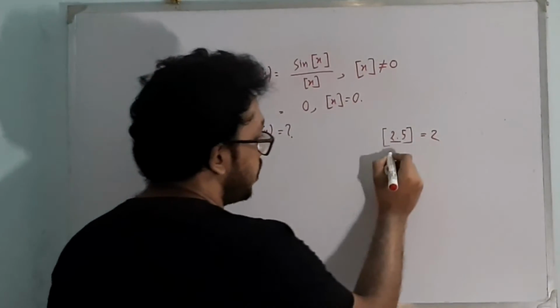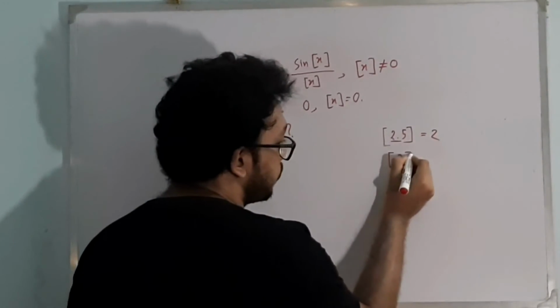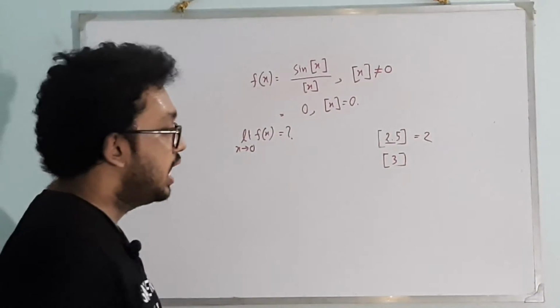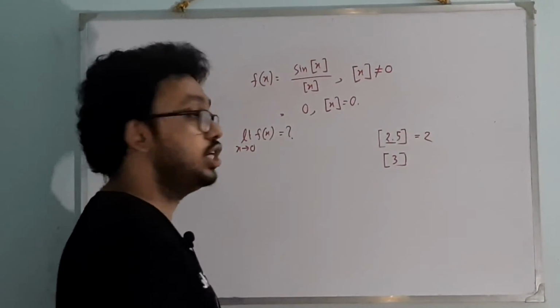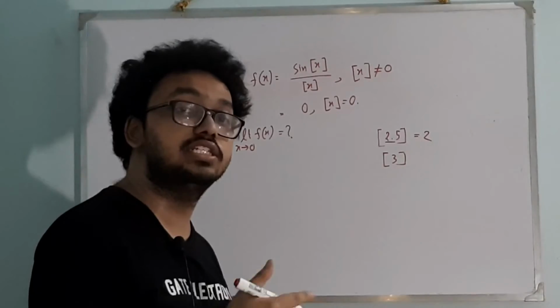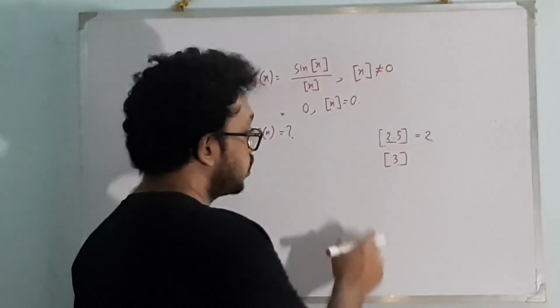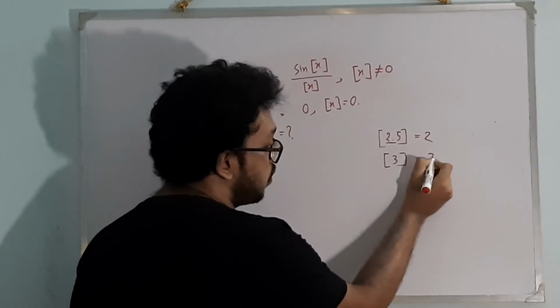Now suppose we want to find out greatest integer function of 3. 3 is itself an integer, right? And I said that you have to check what is the integer which is just smaller than or equal to 3. 3 is itself an integer. So greatest integer function of 3 will be equal to 3.